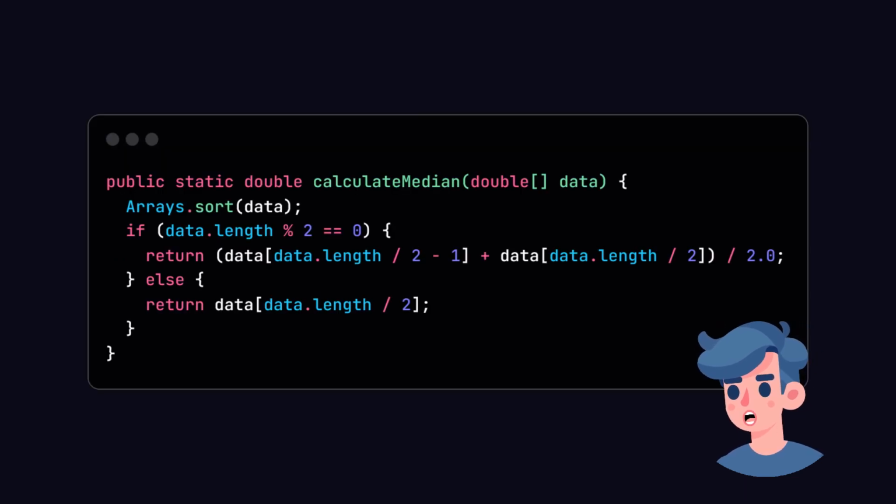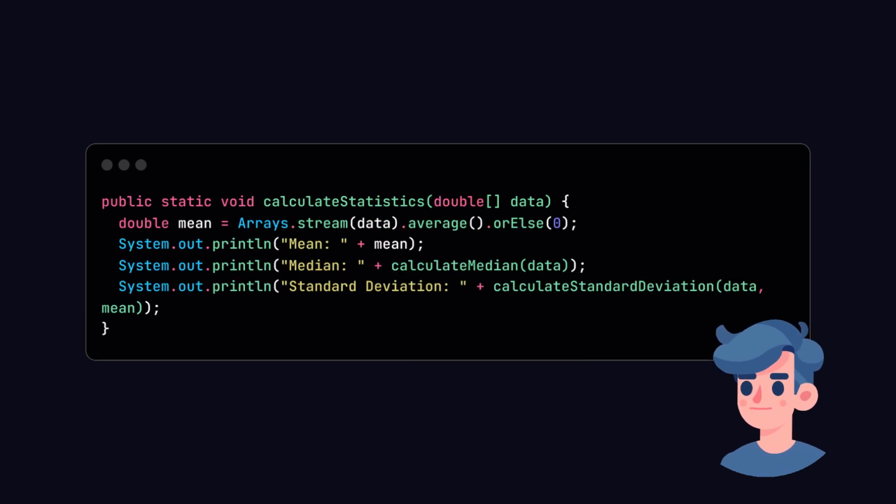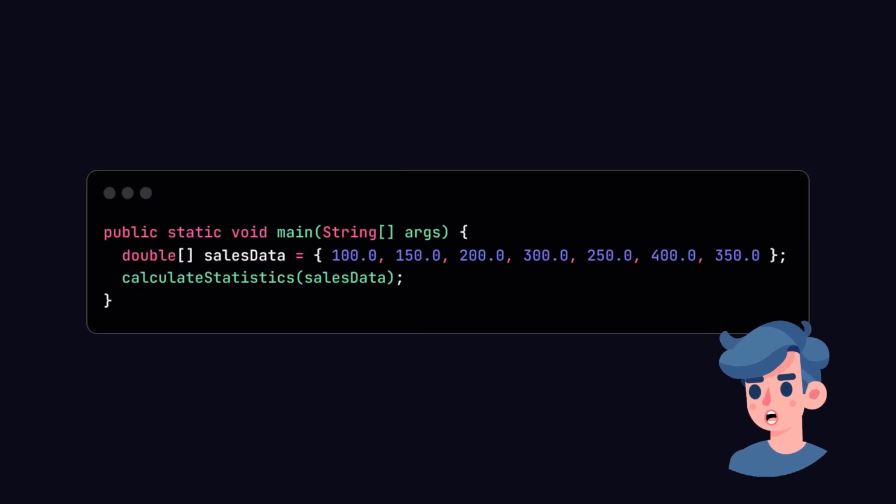Next, let's move on to the median calculation. To compute the median, we'll sort the array and obtain the middle element. Now let's implement the standard deviation calculation. Standard deviation tells us how spread out the numbers are in our dataset. Alright, now we need to update our calculateStatistics method to call the previously defined methods for mean, median, and standard deviation. I hope you're following along.